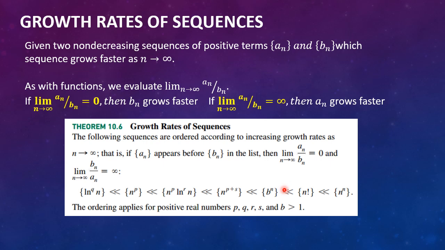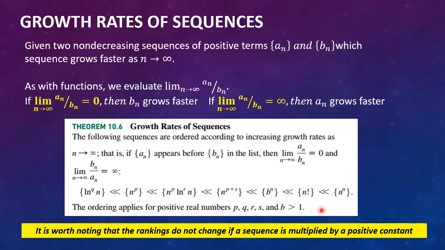That b to the n is the geometric sequence that we saw before with r greater than 1. What's important to note is that if you put a constant in front of any of these, it doesn't matter the constant, it does not change the ordering.